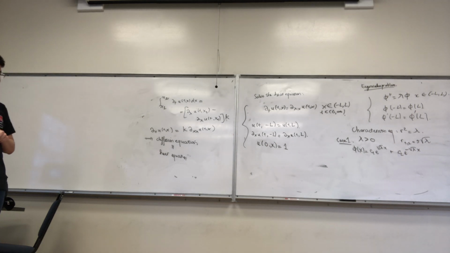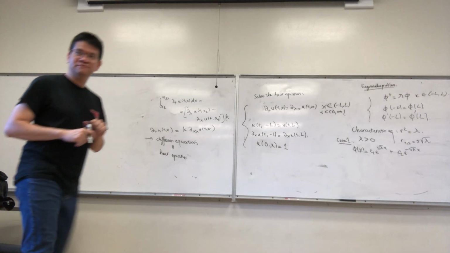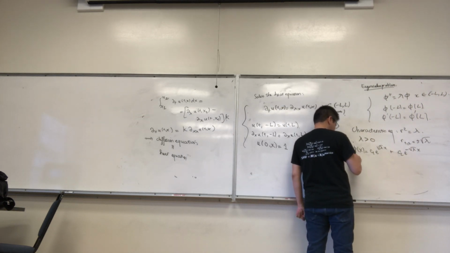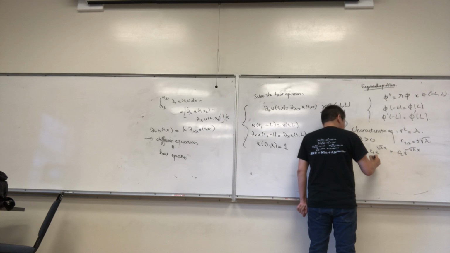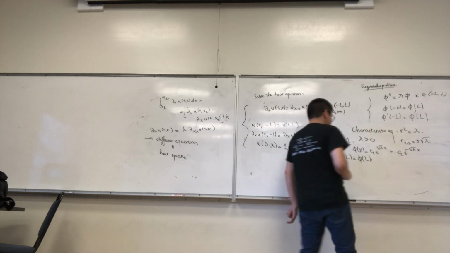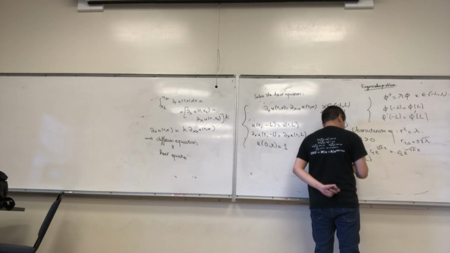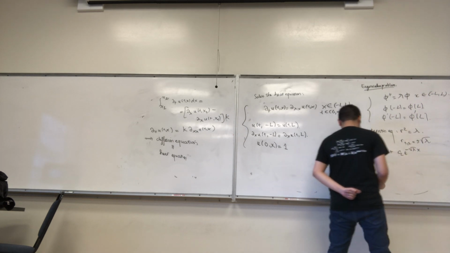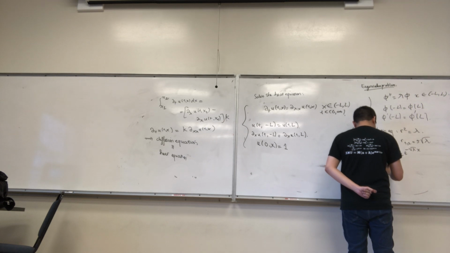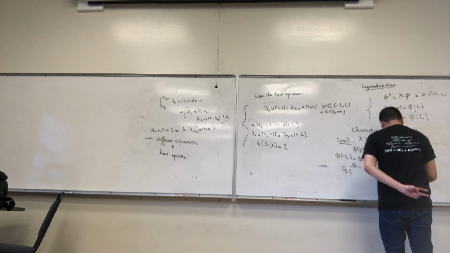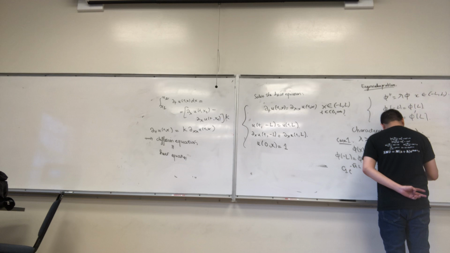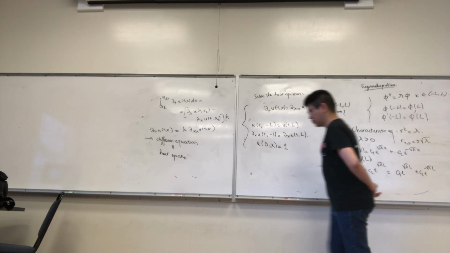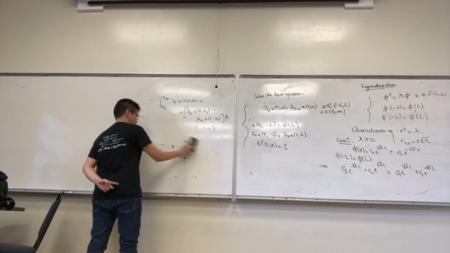Plug in your condition that phi of negative L equals phi L. So now I'm gonna use the first boundary condition, right? So I have phi of minus L is equal to phi of L, which means that C1 e to the square root of minus lambda L plus C2 e to the square root of lambda L is equal to C1 e to the square root of lambda L plus C2 e to the power minus square root of lambda L.